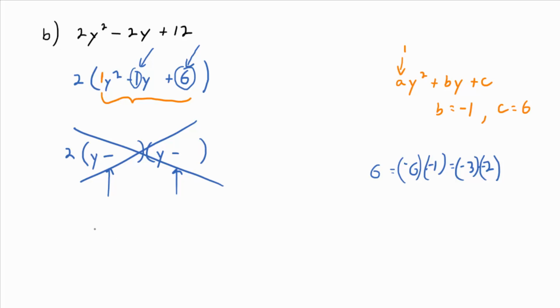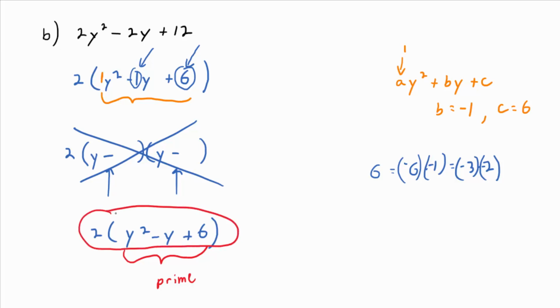So if you're asked to factor this thing, you would just write it as 2 times the quantity y squared minus y plus 6. And then we could make a note that this trinomial inside the parentheses, we would call that prime. Like a prime number, the only factors that a prime number has are itself and 1. A prime polynomial doesn't have any factors other than 1 and itself. So y squared minus y plus 6 is a prime polynomial. Okay, so the answer is just that.